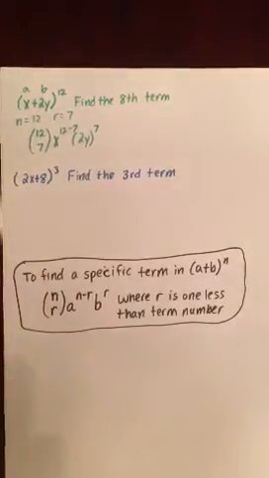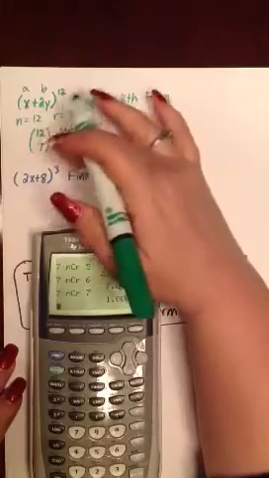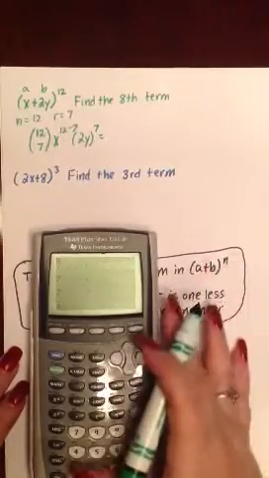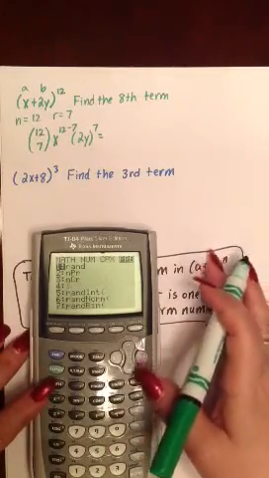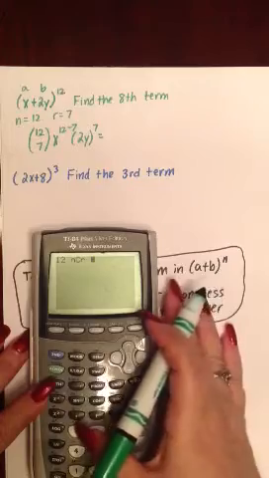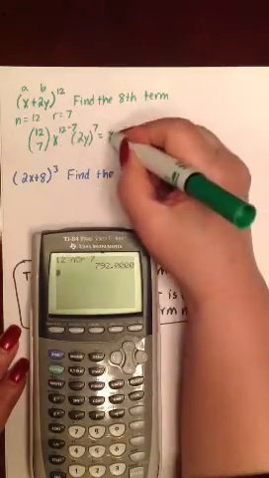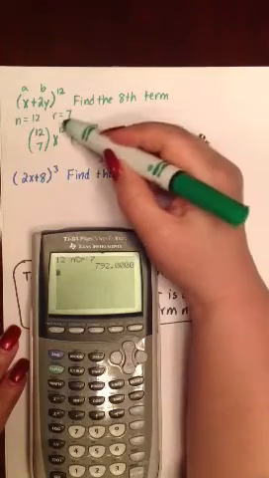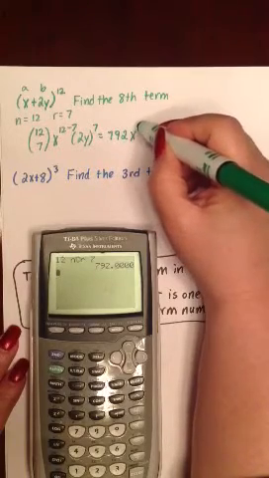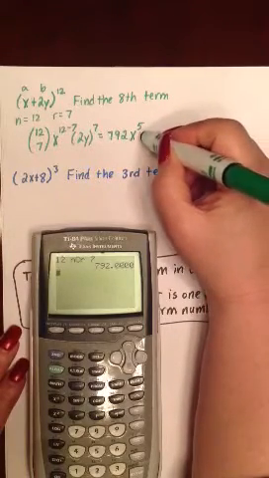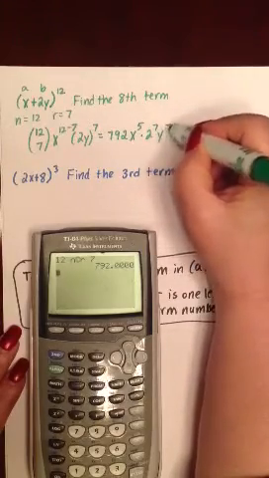Okay? So first thing I'm going to do is figure out what 12 nCr 7 is. I'm going to clear up my other problem. So I go 12, arrow over to probability, nCr 7, and I get that it's 792, and 12 minus 7 is 5, so this would be x to the 5th, and then (2y) to the 7th would be 2 to the 7th, y to the 7th.